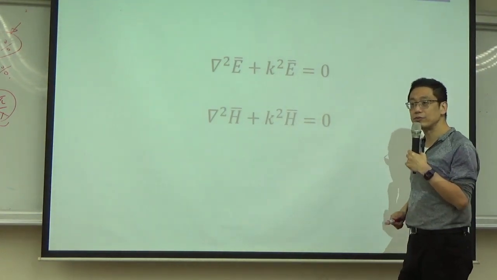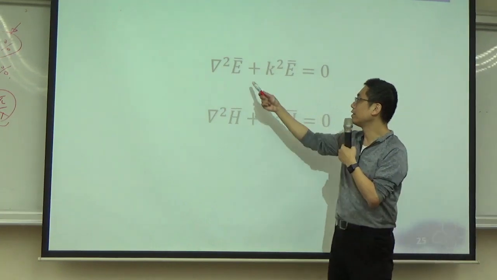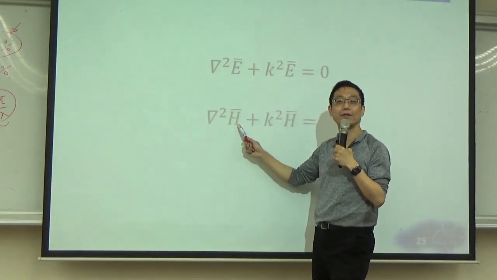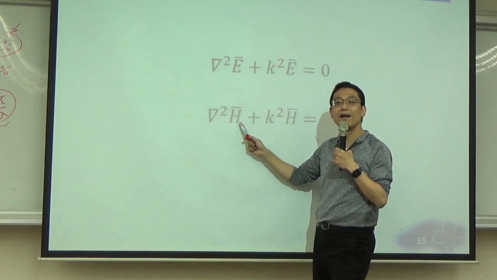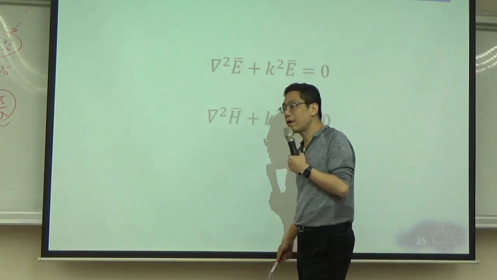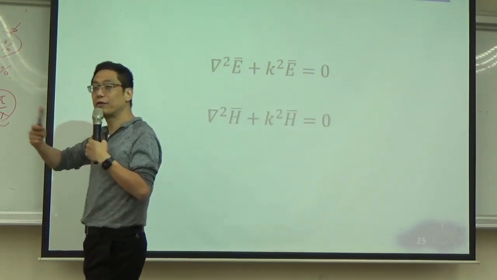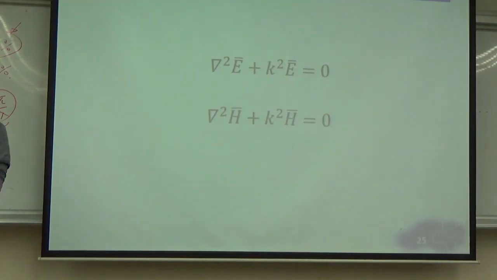After we obtain these two equations, what is the next step? The next step is to try to solve for E and H. This is our goal so far, to solve for E and H. I will leave how to solve E and H for next week because I don't have enough time to finish everything. So we will stop here.